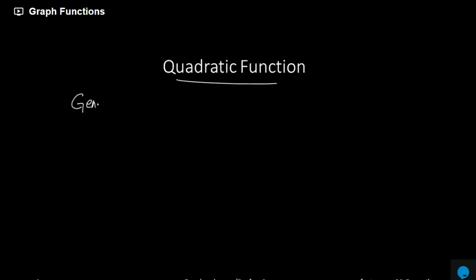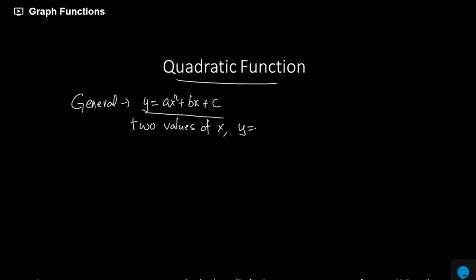Now, first thing is their general equation. So generally, y is equal to ax square plus bx plus c, right? So that means this over here is going to have two values of x. So there would be two values of x that will give the value of y to be equal to 0. So in mathematical language, these are called the roots of the equation. So the roots of the equation are the values of x when the value of y is equal to 0.